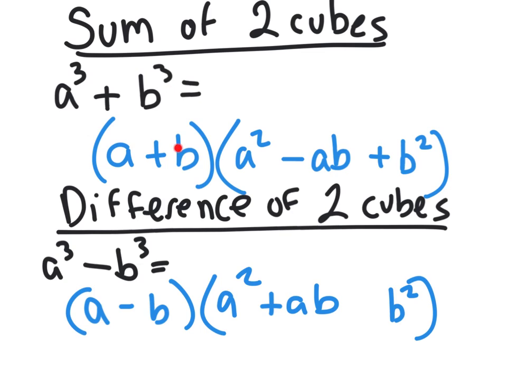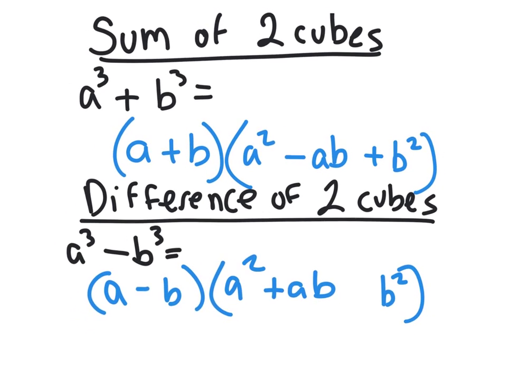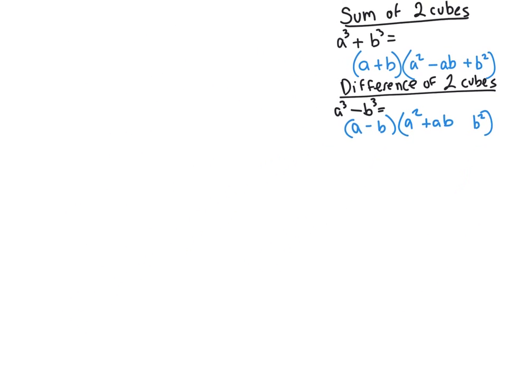You started out with a plus b, so this middle sign has to be a minus. Right here it's a difference, so you started off with the minus, this middle sign has to be a plus. So we have to memorize these guys. So let's go through a simple example. We'll put these formulas over here.